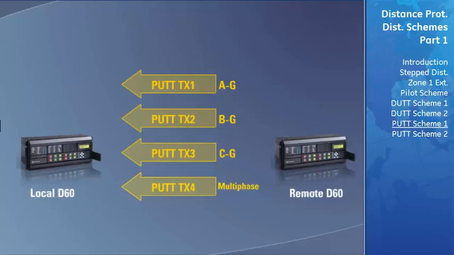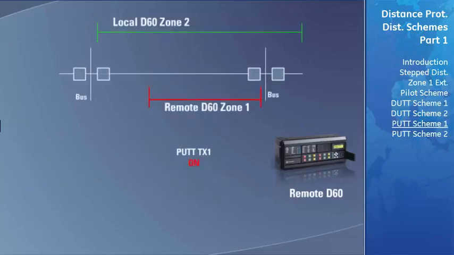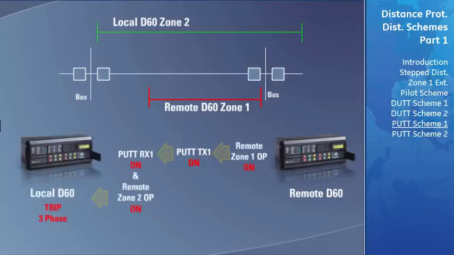Again, in order to fully utilize this feature, you would need to have a communication channel between the relays that can share more than one bit of information. If only one bit of information can be sent over the communication channel, or 3-phase tripping will be used for all faults, the D60 needs to be programmed to only use one of the PUTT transmit bits. Therefore, the sending of this one PUTT transmit key will give permission to the local relay to trip all 3 phases if it detects a fault in its Zone 2.